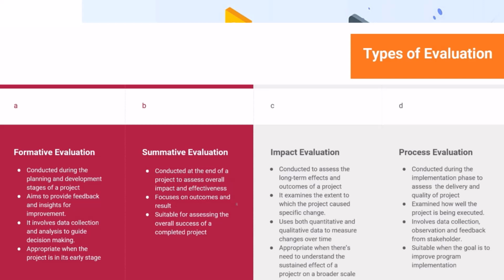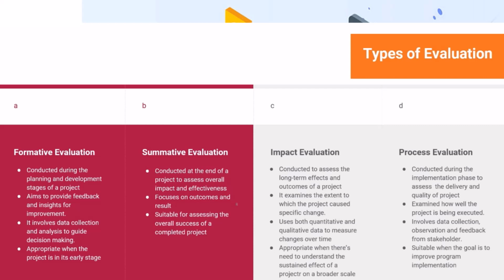Another way to look at evaluation is its impact. We talk about impact evaluation. It is conducted to assess the long-term effect and outcome of the project. So it uses both quantitative and qualitative data to measure changes over time. It is appropriate when there is need to understand the sustained effect of project on a broader scale.